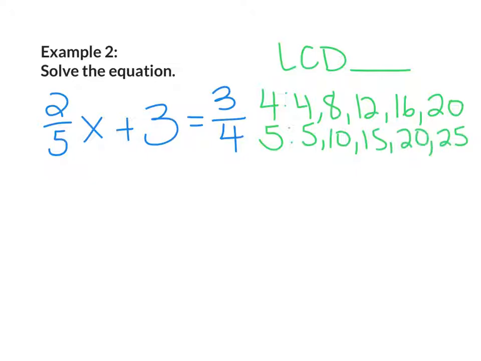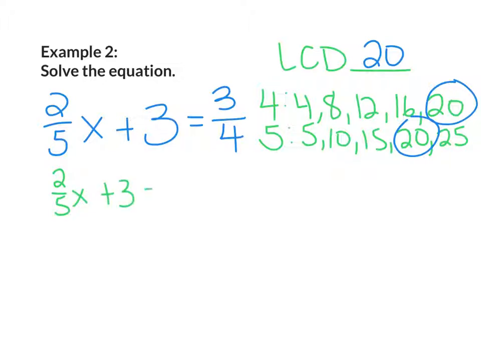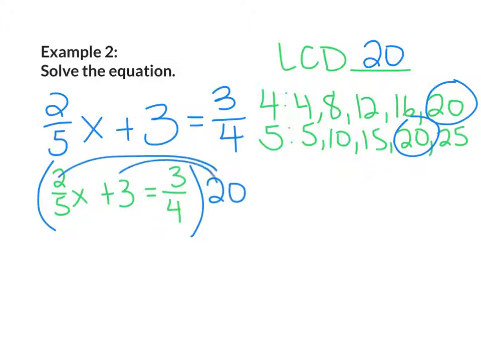Now I notice that the number that they have in common that is the lowest is 20. So that is my LCD. Now I'm going to go ahead and rewrite my problem. I have 2 over 5 x plus 3 equals 3 over 4. I'm going to multiply the whole thing by my LCD, which is 20. I'm going to multiply my 20 to the first term, the second term, and the third term.